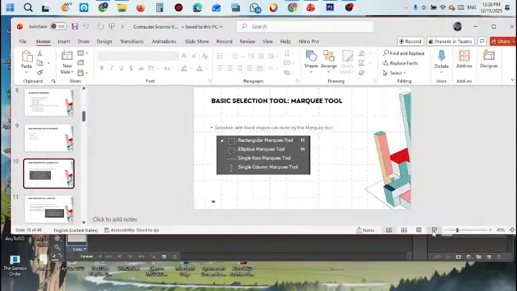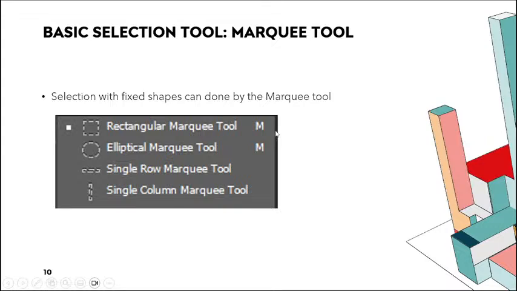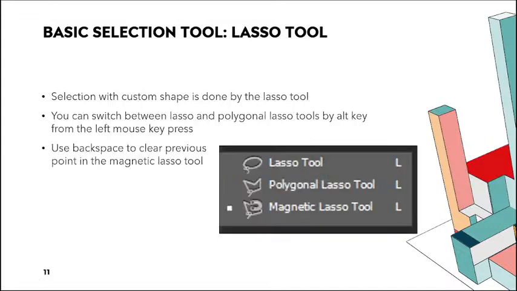So now we will move to the next tool. The next tool is the lasso tool. As I told you, the lasso tool is used to select shapes that are not fixed, so you can select any kind of shape by using the lasso tool. The lasso tool has these three types of variations. First is the basic lasso tool. Second is the polygonal lasso tool. Third is the magnetic lasso tool.